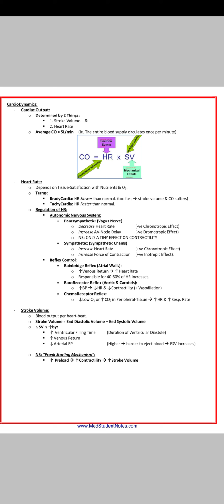The stroke volume is equal to the end diastolic volume minus the end systolic volume. So the output of blood per minute is the number of heartbeats per minute multiplied by the stroke volume, which is the volume of blood released by the heart per beat.